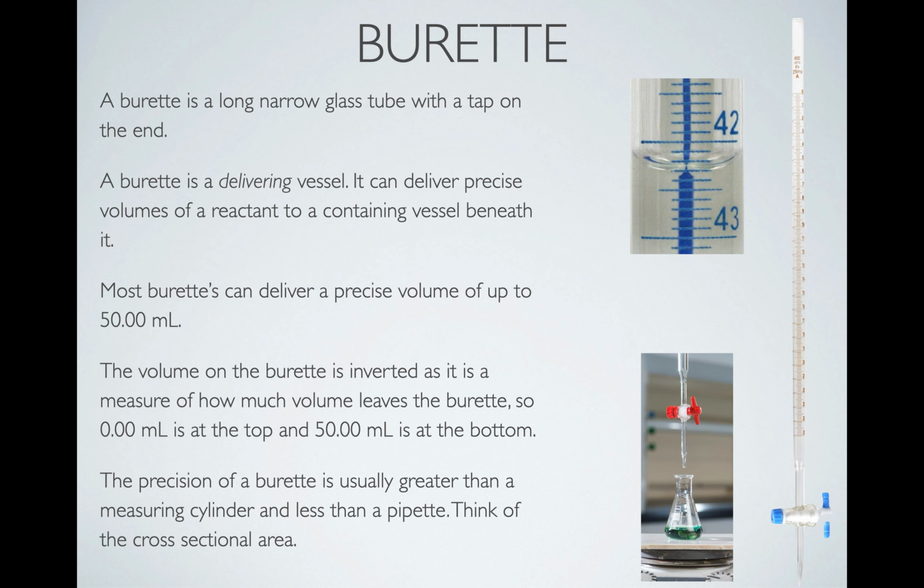Okay, the precision of a burette is greater than a measuring cylinder and less than a pipette. Think of the cross-sectional area. So these, when you see them, they're about 10 to 12 mil in diameter, circular cross-section. Okay, so that's kind of thinner than most measuring cylinders, especially a 50 mil one. They're probably about 20 mil across.